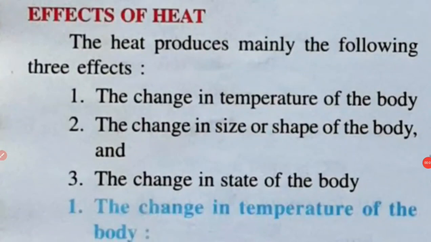This video is for class 7 physics, and in this video we are studying about the effects of heat. The heat produces mainly the following three effects. Number 1, the change in temperature of the body. Number 2, the change in size or shape of the body, and number 3, the change in state of the body. Let us discuss these points one by one.